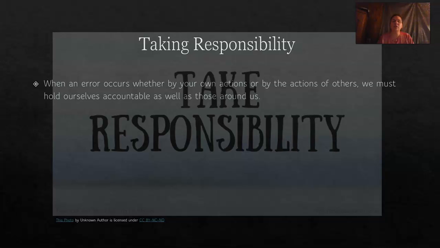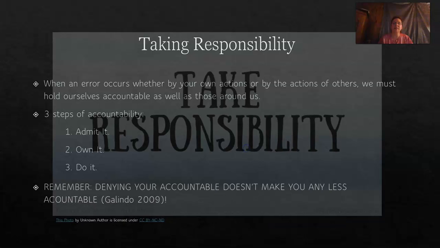The first thing we want to do is we want to take responsibility for our actions. When an error occurs, whether by your own actions or by the actions of others, we must hold ourselves accountable as well as those that are around us.